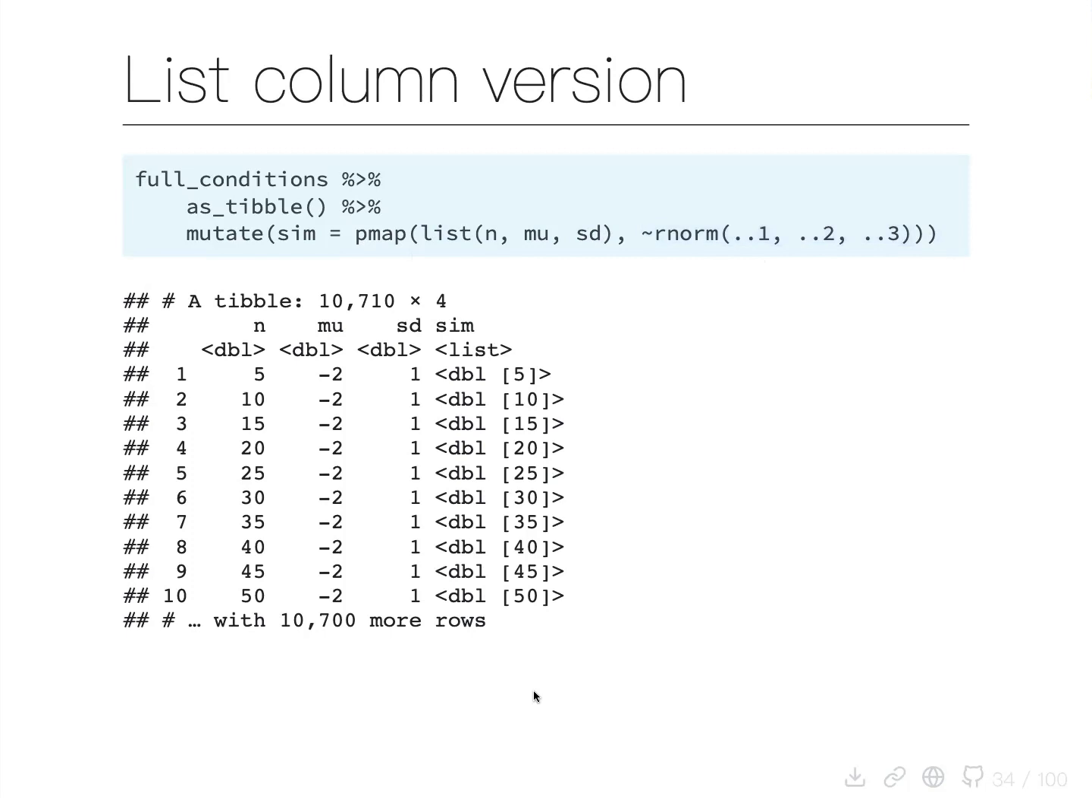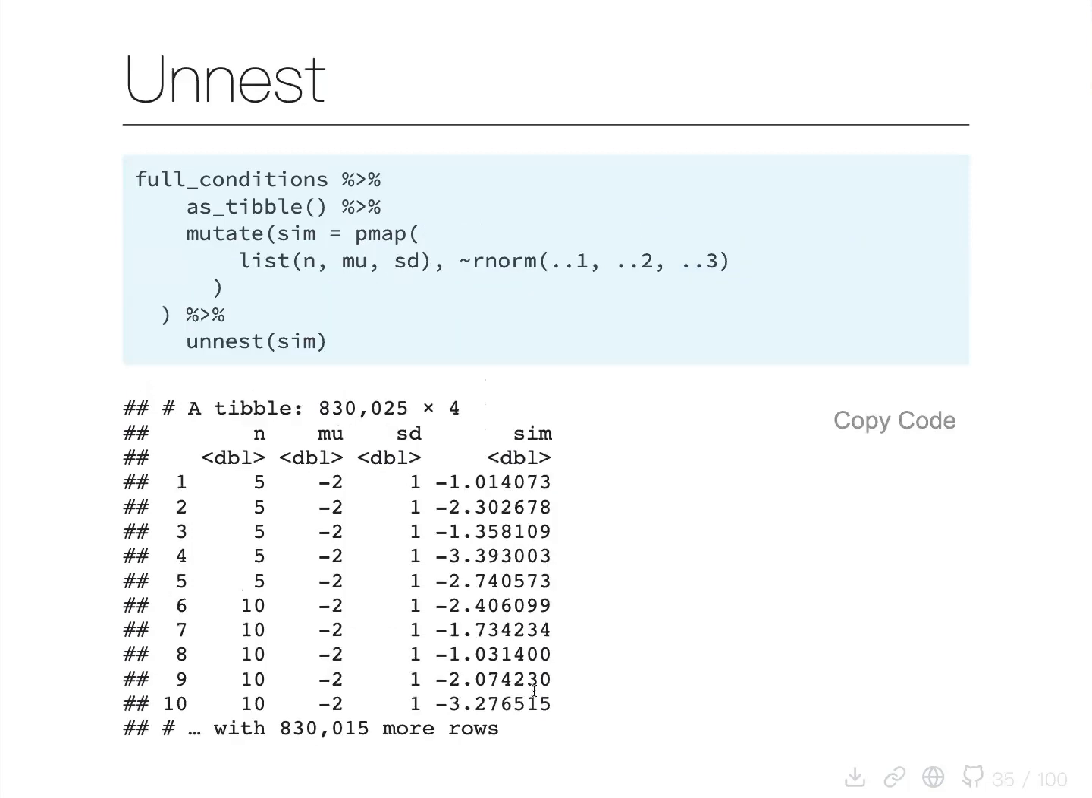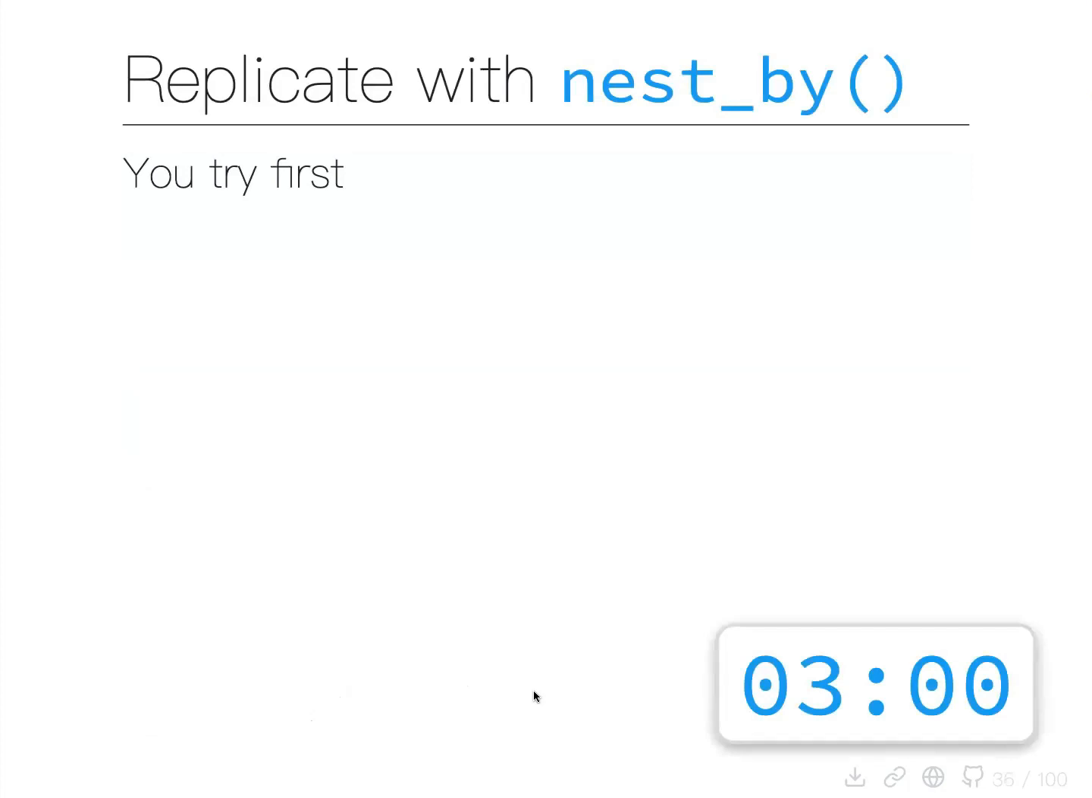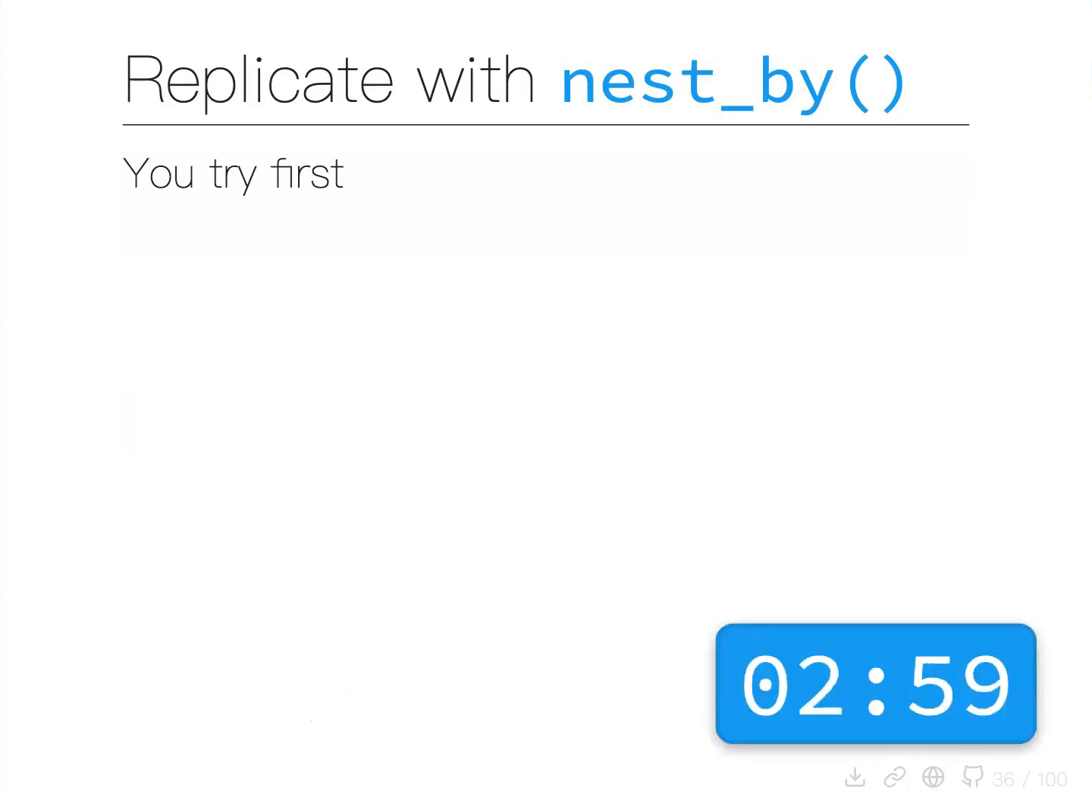And then what happens next? We unnest and we get our full data frame with all of them. Okay, all right, that was the previous version. Now you get to try with nest by. Or rowwise is probably what it actually should say. Not nest by. Go ahead.